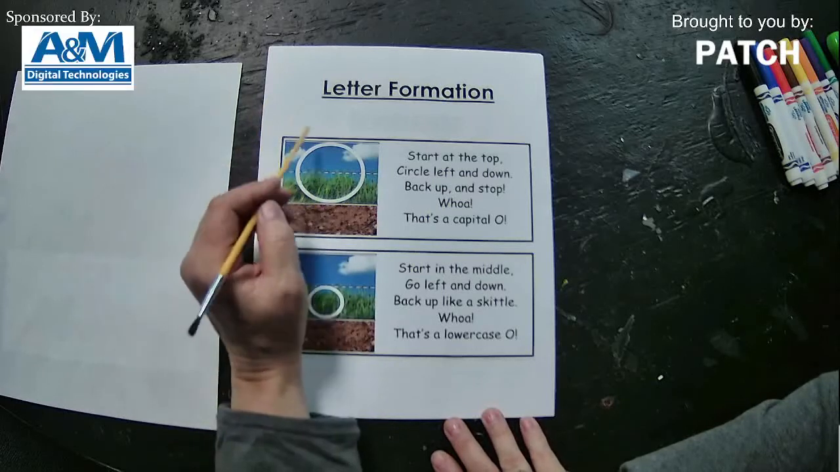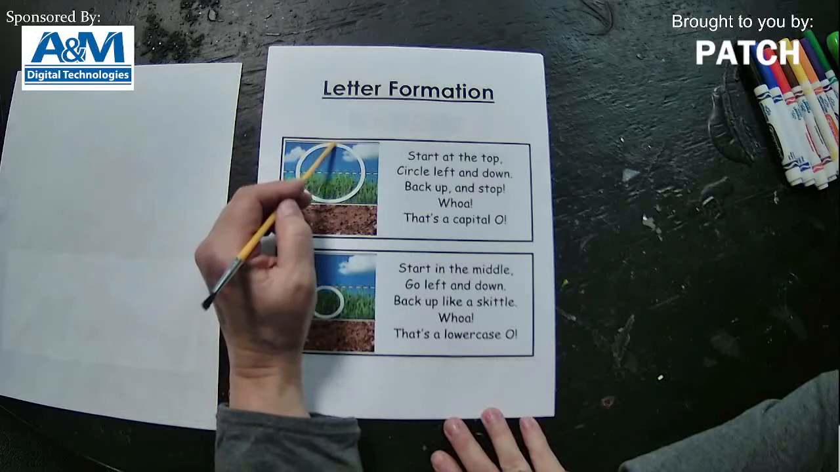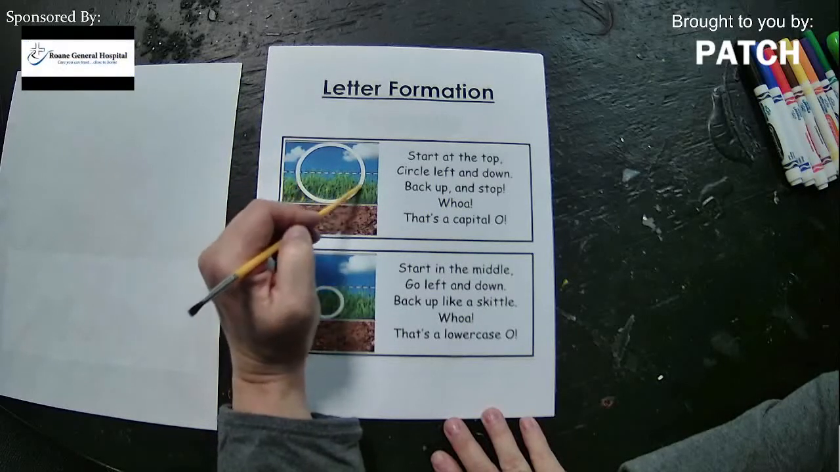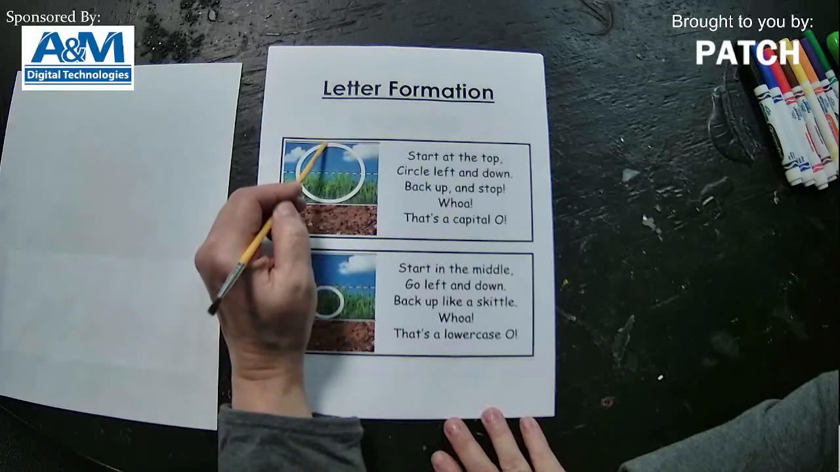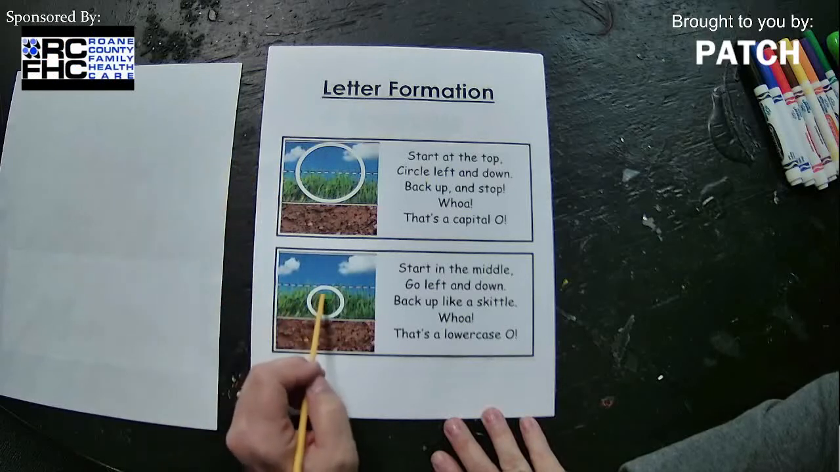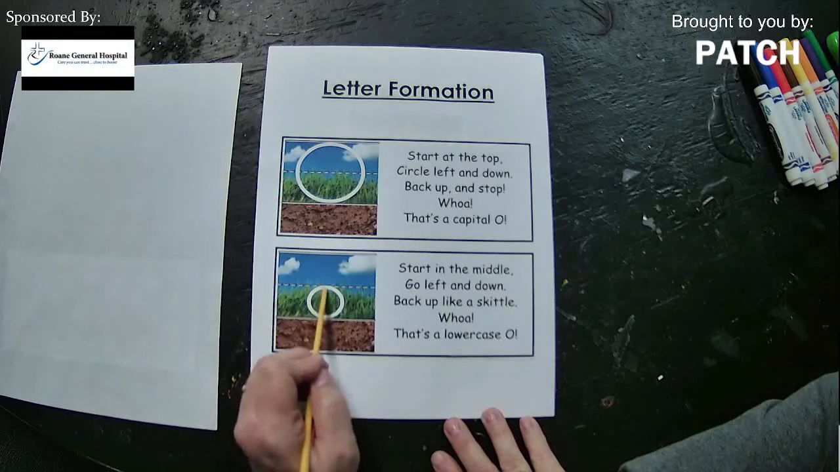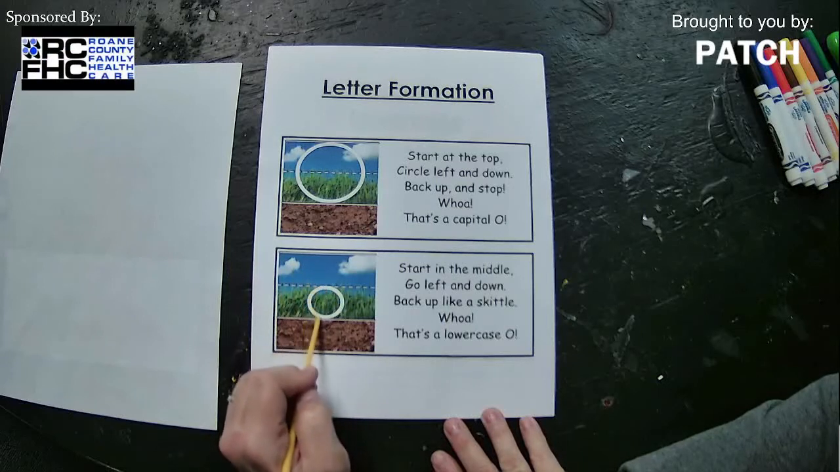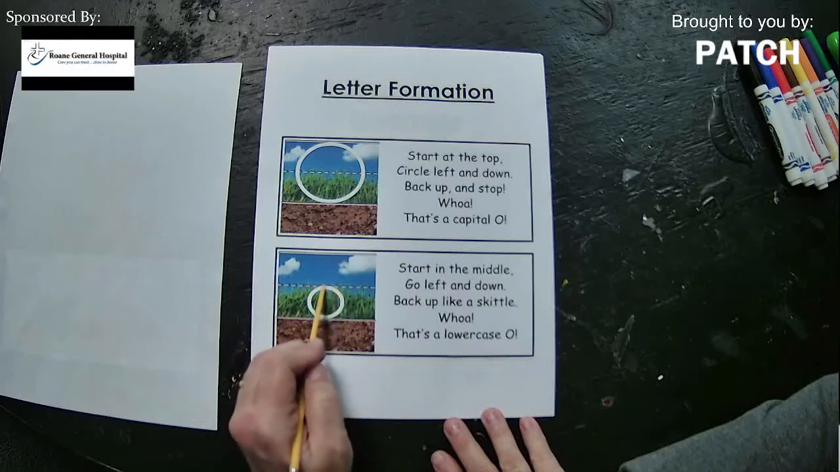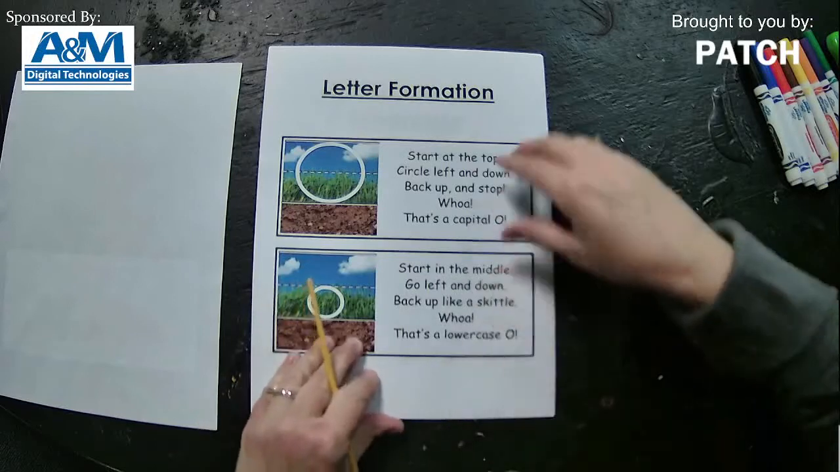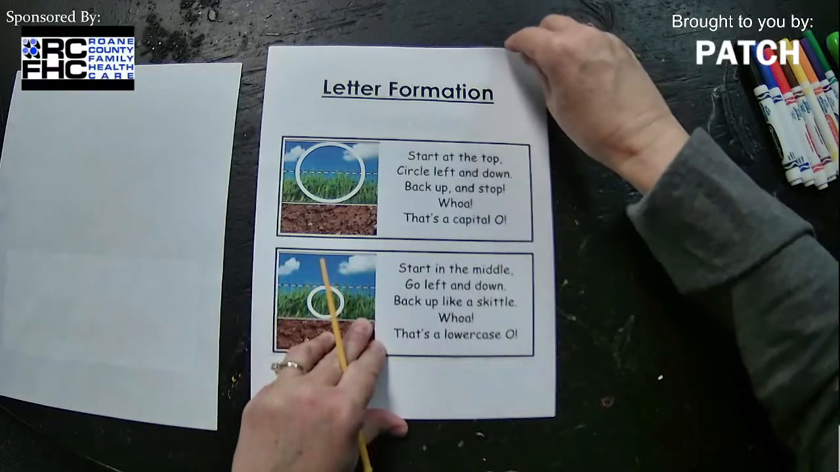Right. Okay. Start at the top, circle left and down, back up, whoop, and stop. Whoa, that's a capital O. Okay, and you were right. The lowercase o is going to start right here at the fence. So find your dotted line, that's your fence. Start in the middle. Go left and down, back up like a skittle. Whoa, that's a lowercase o. Good job. All right, are you ready to make them on your own now?